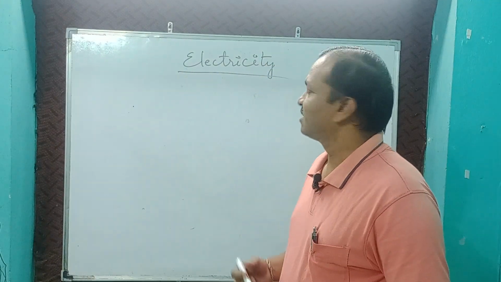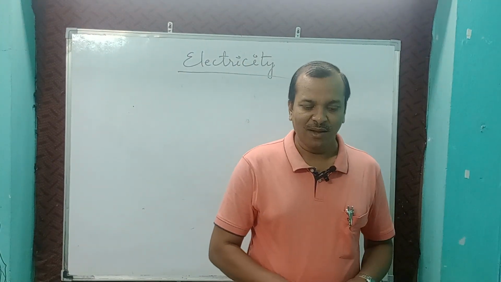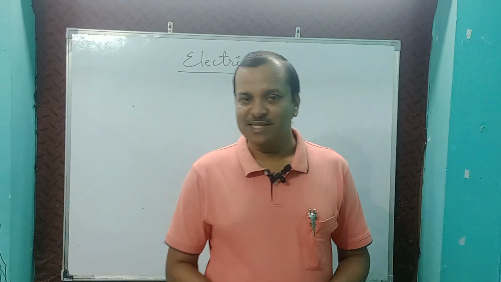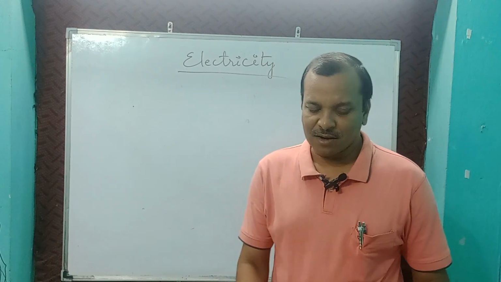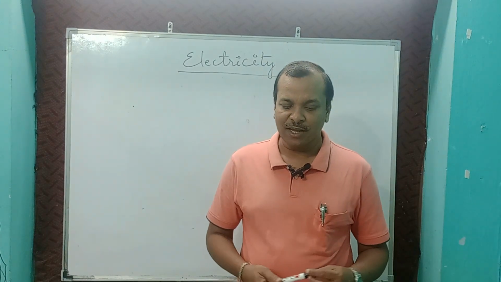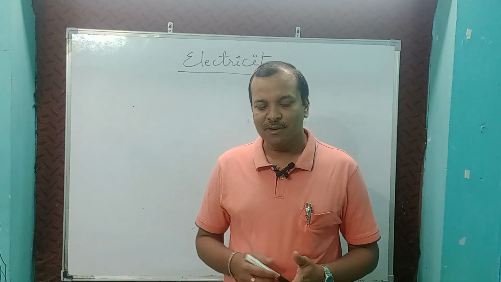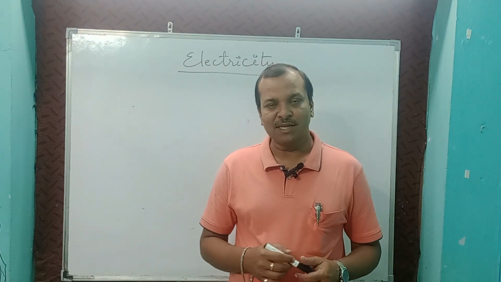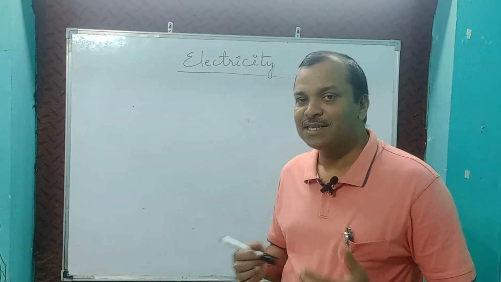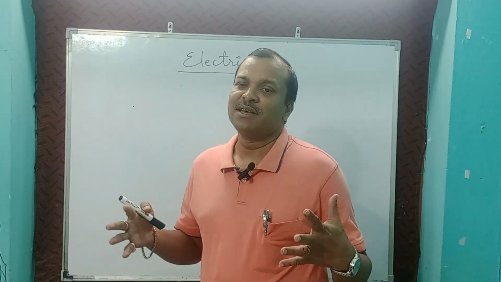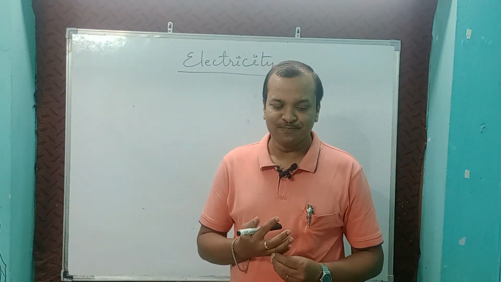Let's discuss electricity, our next chapter in physics. What is charge? We will discuss first. It is deficiency or excess of electron on a body, and it is a scalar quantity. It can be positive or negative, two types of charges. As we know, like charges repel each other, and unlike charges attract each other, right?